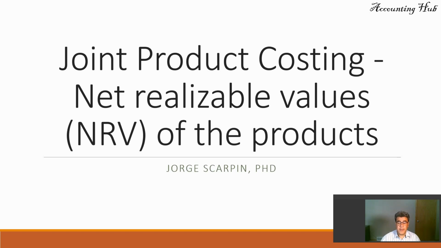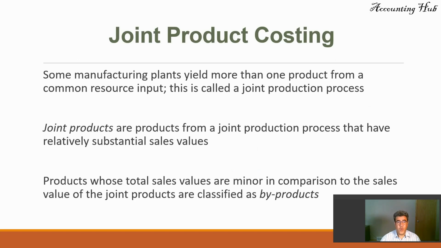I'm Professor George Scarpin, PhD in Accounting, and our topic today is joint product costing net realizable values, or NRV, of the products. So first of all, what is joint product costing? Some manufacturing plants yield more than one product from a common resource input. This is called a joint production process. For instance, pork, beef, chicken, tuna, oil and gas, and so on. We have a lot of examples here.